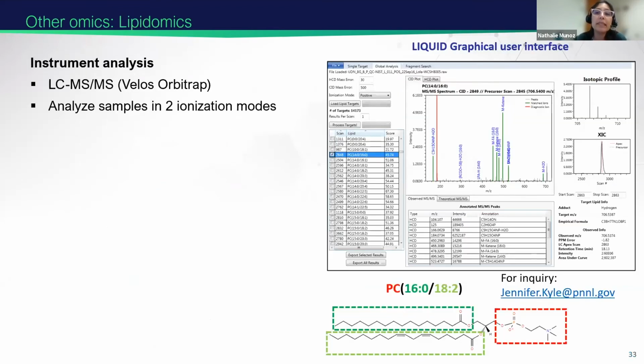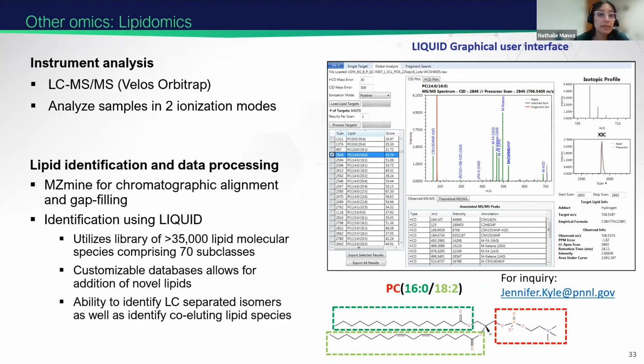So in LC-MS, a key bottleneck is to process the spectral data, as with metabolomics in general, in a high throughput manner, and at the same time provide confident identification and levels of these lipid species. Therefore, the lipidomics team in the lab developed a tool called LIQUID, which has a very large library. It has more than 35,000 lipid molecular species.